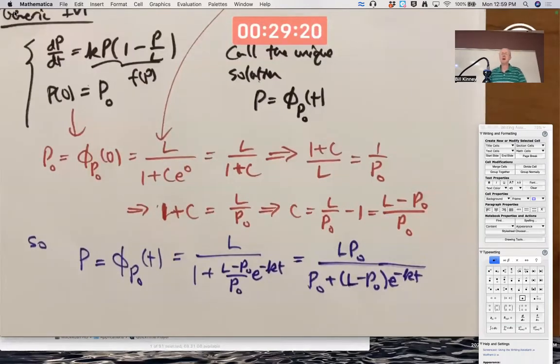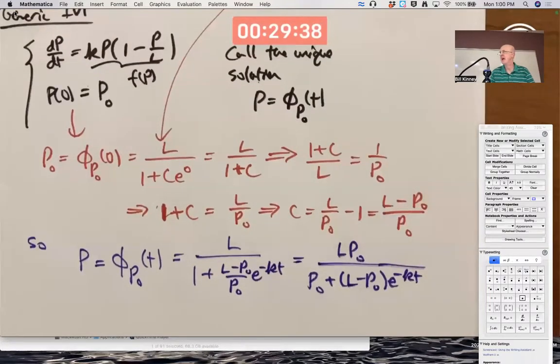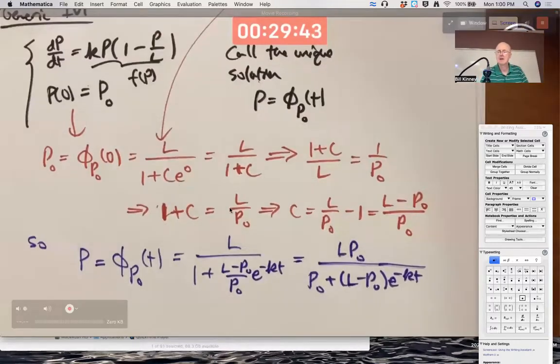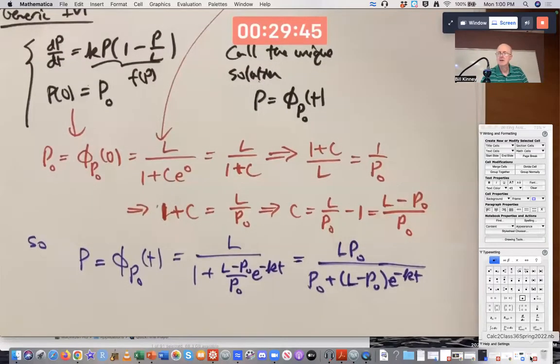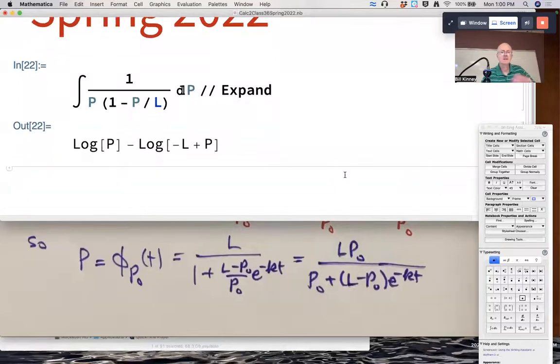What do we want to do now? Let's graph the solution. I'll get Mathematica to make the slope field as well. And let's use Manipulate to see what happens as, for example, K and L and P naught change. Let's first confirm the answer with DSolveValue.